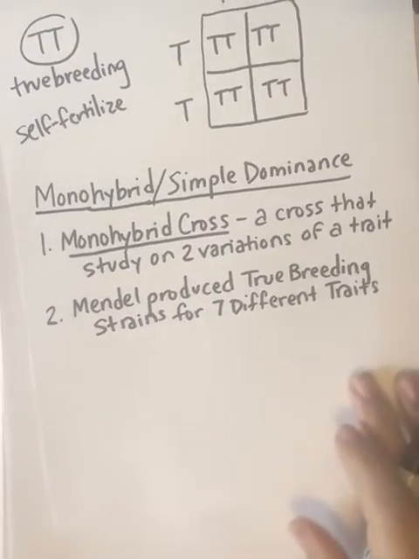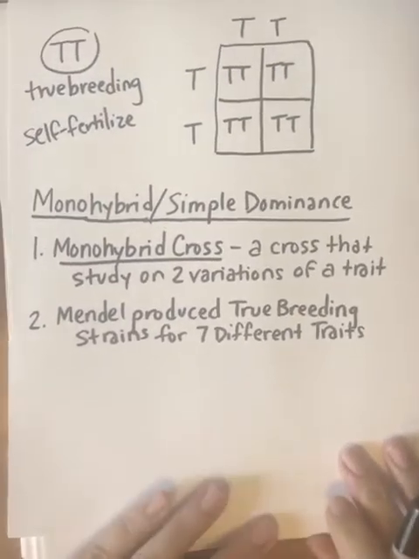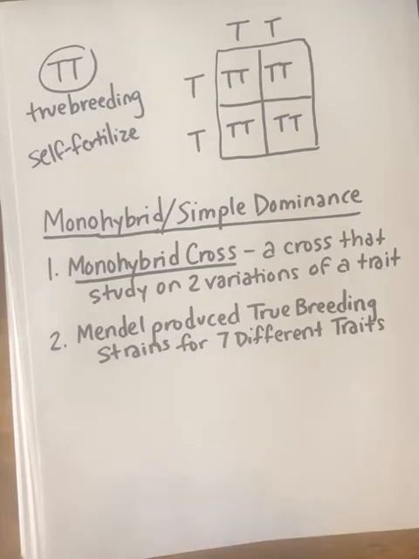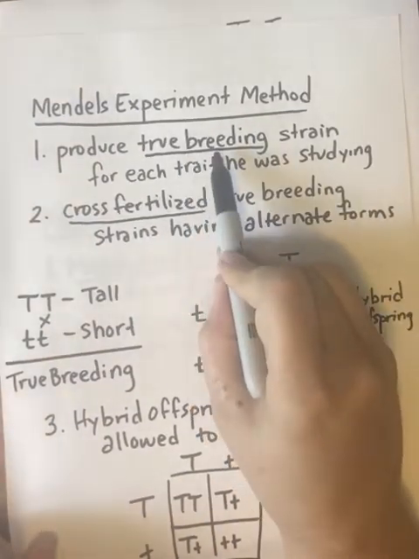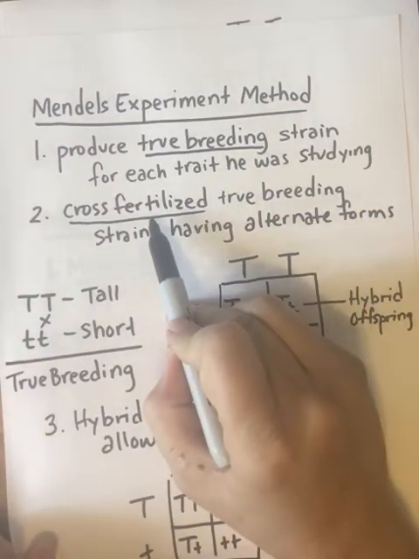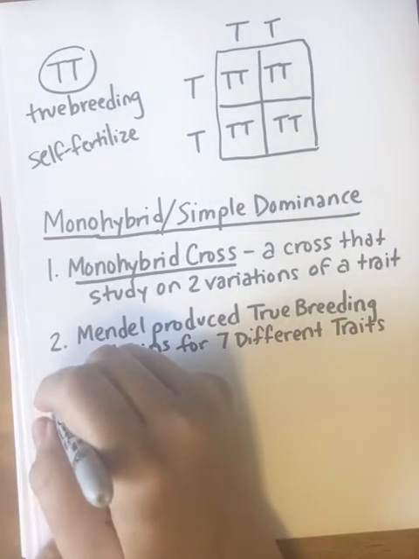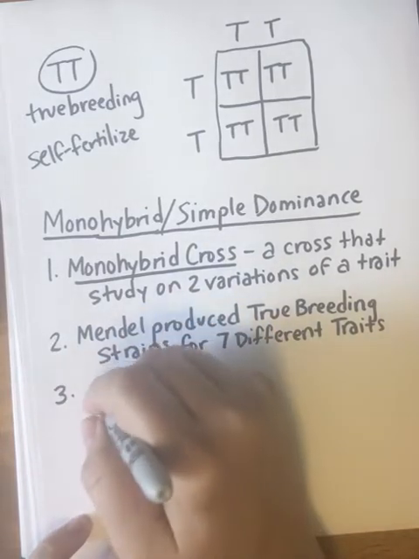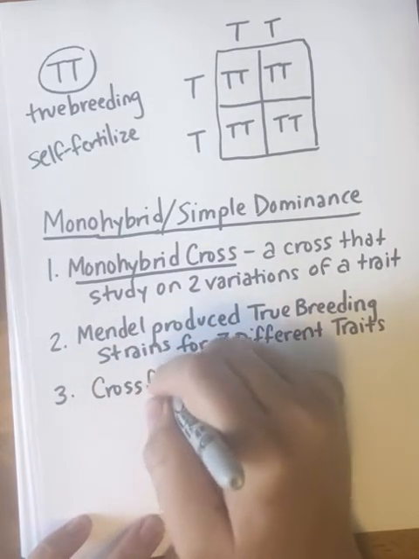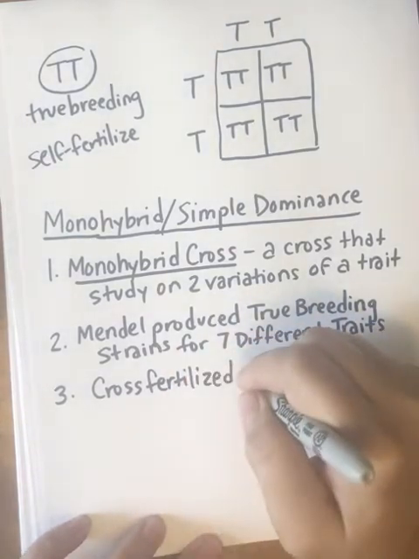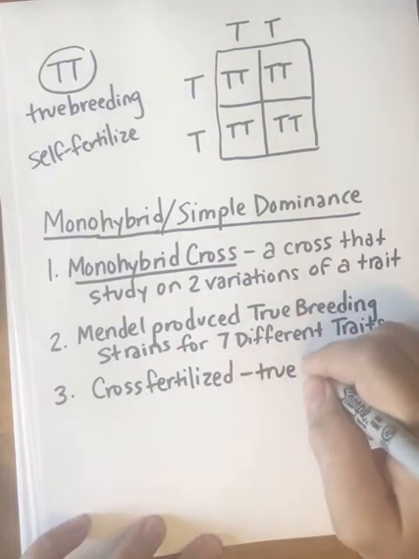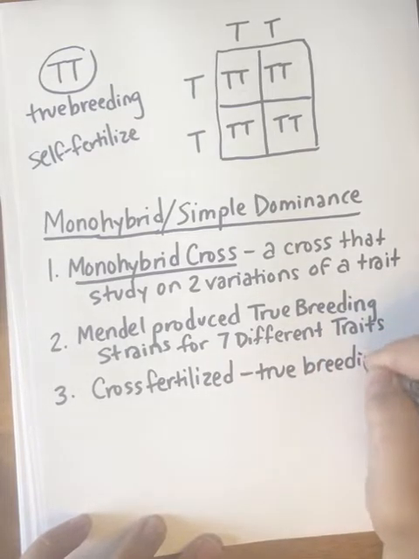These are true breeding plants. So he used 7 different traits, and what he did was he was going to cross-fertilize them. That's part of his design. So he has 7 true breeding traits, and he started to cross-fertilize these, which is going to look like this. So, number 3, he cross-fertilized true breeding strains.